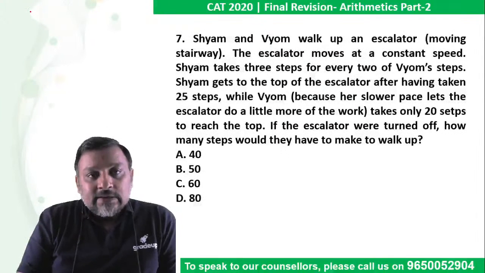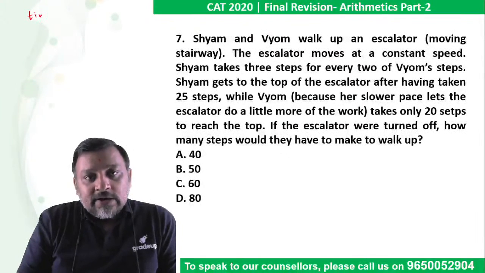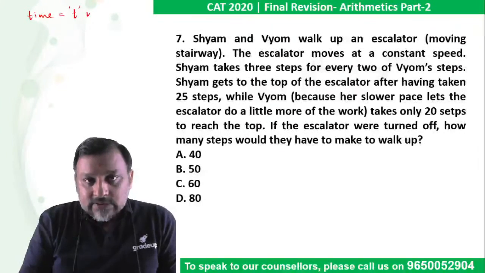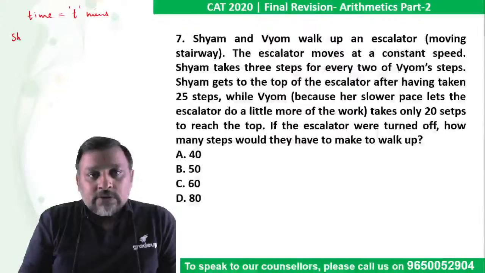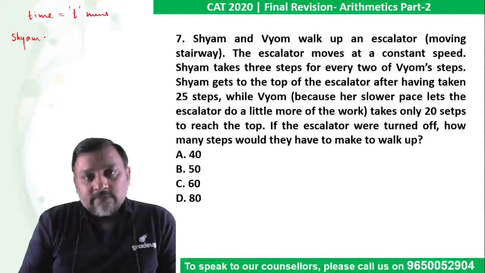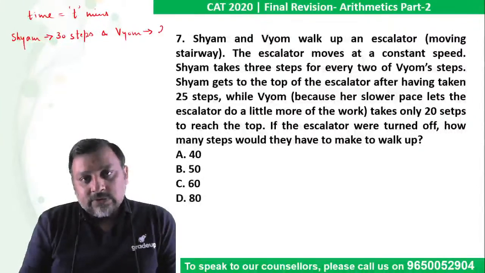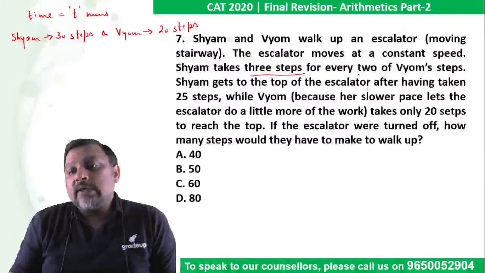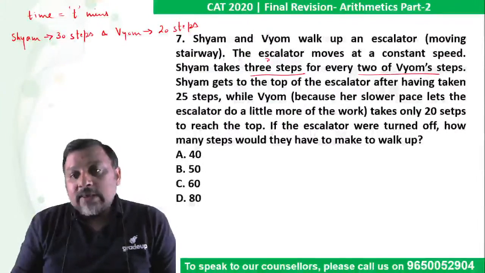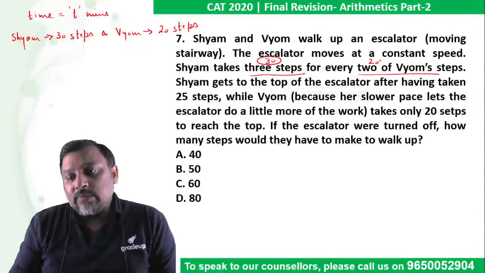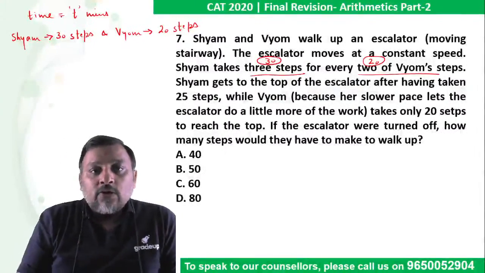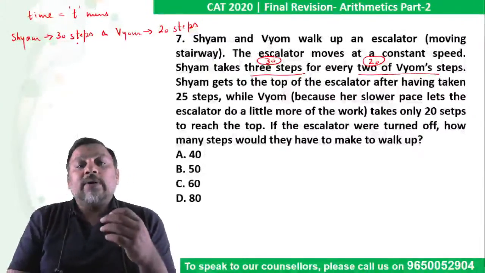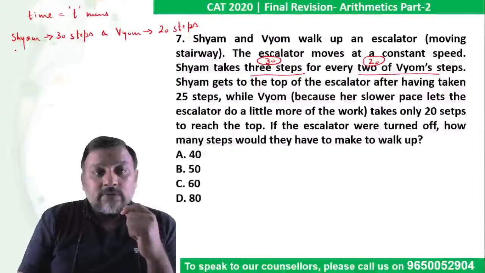Okay, let us say in t minutes, Sham takes 30 steps and Vyom takes 20 steps. Okay, this is given. For every 3 steps, Vyom takes 2 steps. So I can write this as 30 and this as 20, multiplying both values by 10. So we are assuming in t minutes, Sham takes 30 steps and Vyom takes 20 steps.